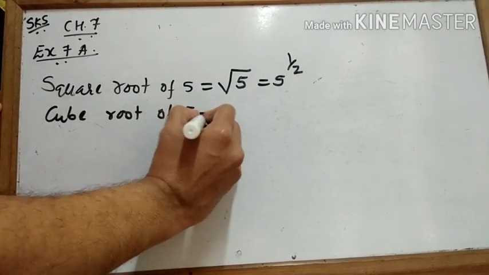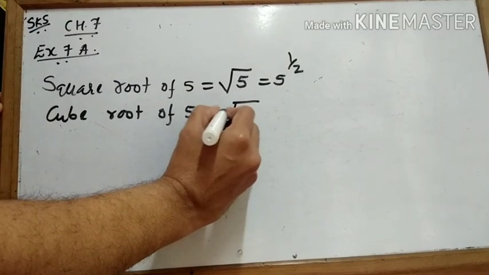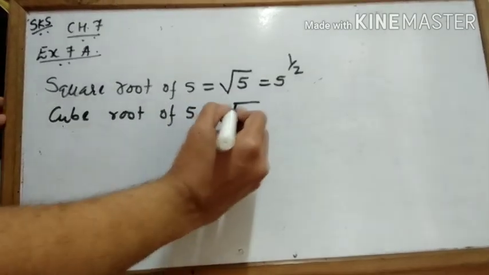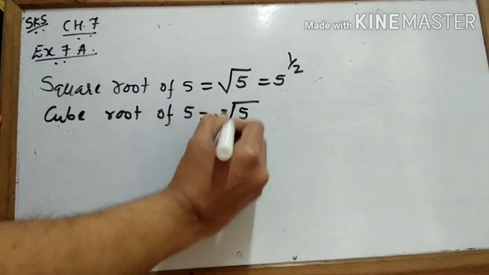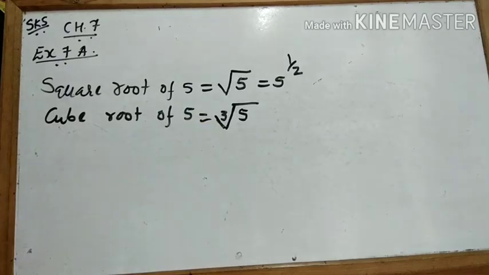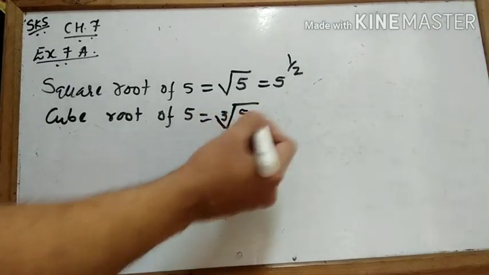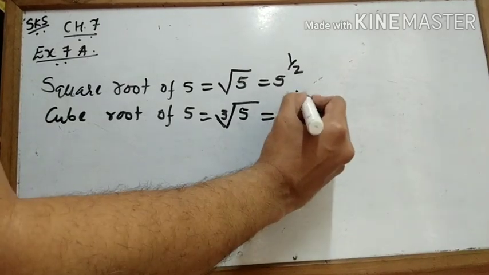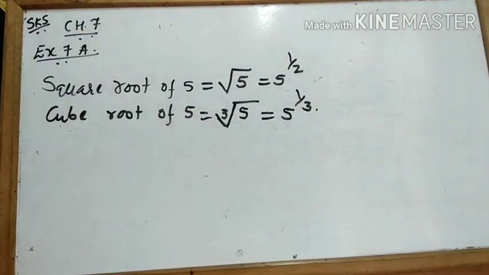5, then symbolically it will be written down with 3 inside the V sign. 3 is not outside that V sign. Cube root of 5 is written down with a root sign, inside the V part of the root sign 3, and inside the root sign there is 5. And in the index form it can be written down as 5 raised to 1 upon 3.